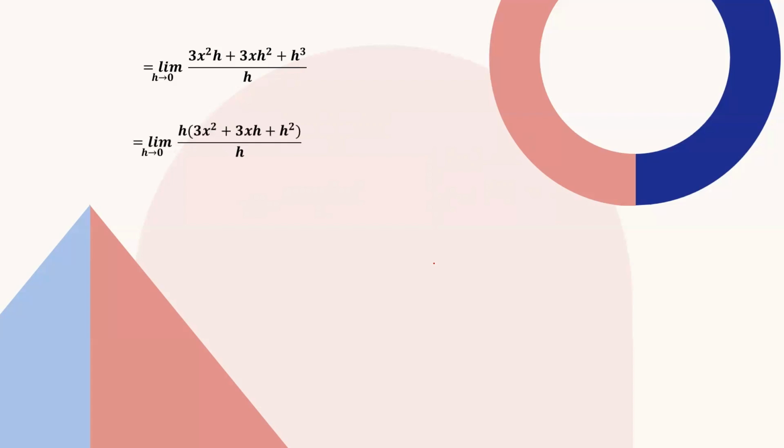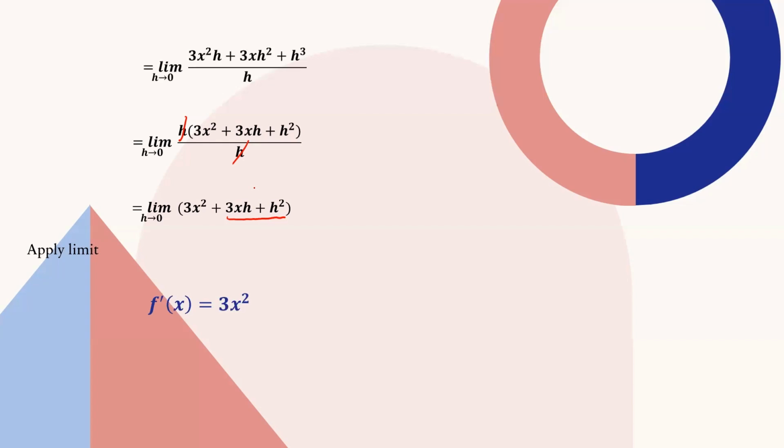Let's take the common factor out. Here h is common. So the next step is limit h tends to 0 of h times 3x square plus 3xh plus h square by h. Cancel h and h. So limit h tends to 0 of 3x square plus 3xh plus h square. Now we can apply the limit. When h tends to 0, the 3xh and h square terms will be 0. So your answer will be 3x square. So when f of x is equal to x cube, then f dash of x is equal to 3x square.